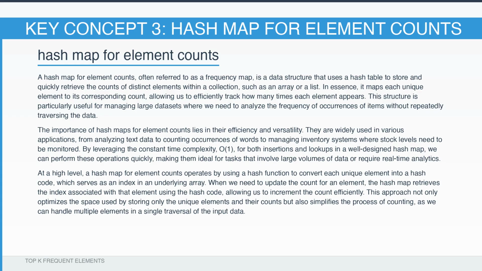The beauty of a hash map lies in its speed. Both inserting new counts and looking them up typically take constant time, denoted as O(1). How does this work? A hash function converts each unique element into a hash code, which serves as an index in an underlying array. When we need to update an element's count, the hash map retrieves the correct index and increments the count quickly. This not only saves space by storing just unique elements, but also simplifies counting, allowing us to handle everything in a single pass through the data.